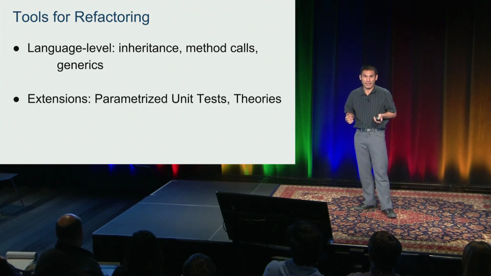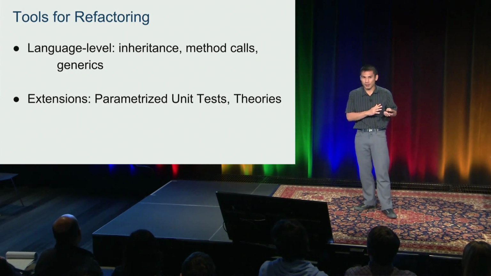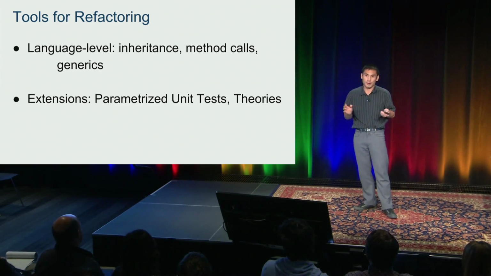And how do we do this at the language level? This is not the work I'm talking about today. This is something you could do in the future. You could use inheritance. You could use method calls. And you could use generics. I will show an example of how we might do this.